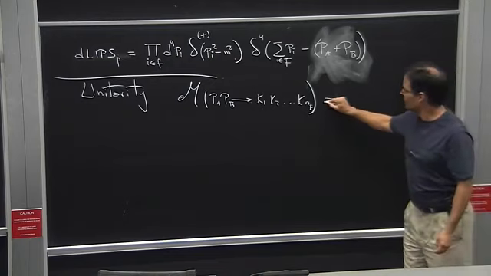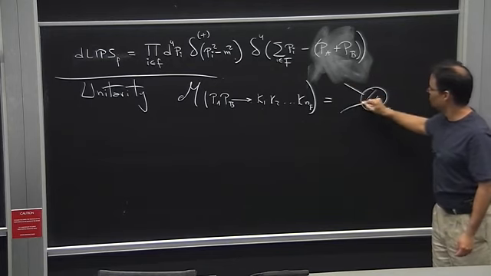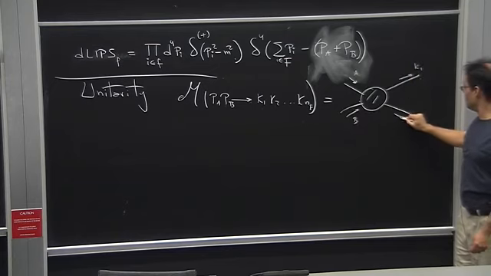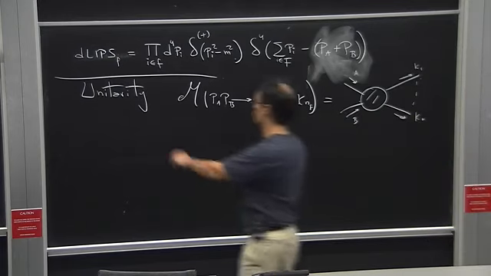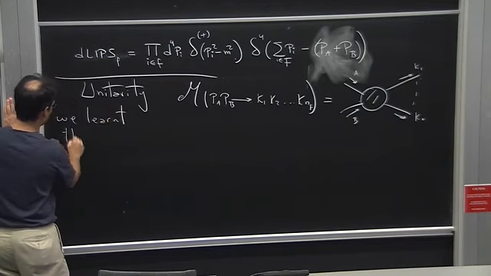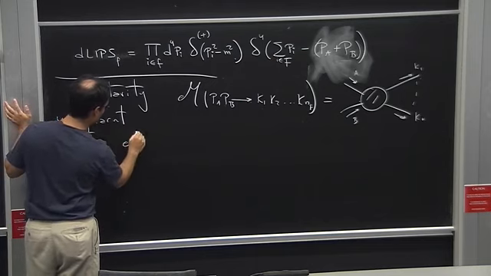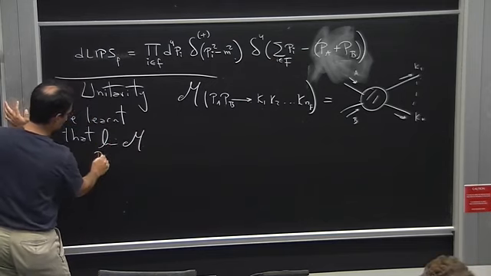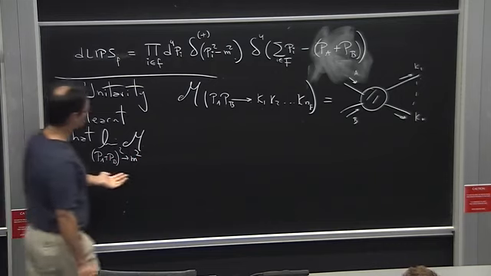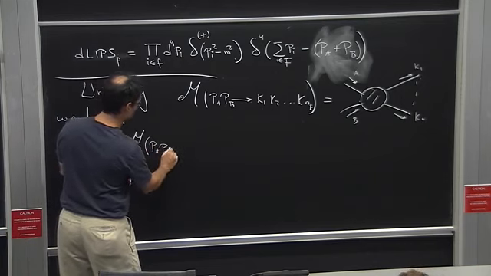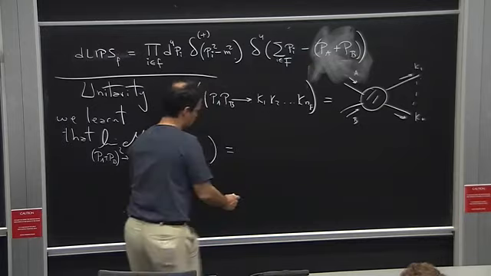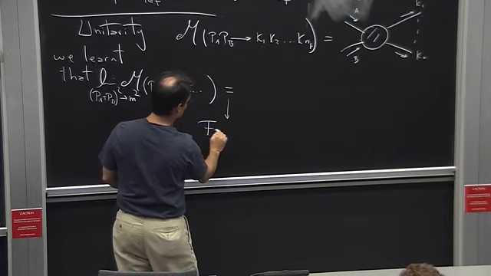That's right. So let me draw it like this. If we have A and B producing K1 up to Kn, from unitarity we learn that in the limit when PA plus PB squared goes to M squared, this object has to factor. So what we're going to do is called factorization.